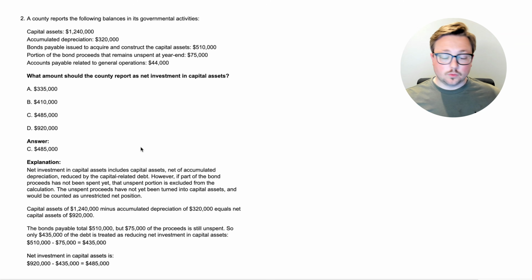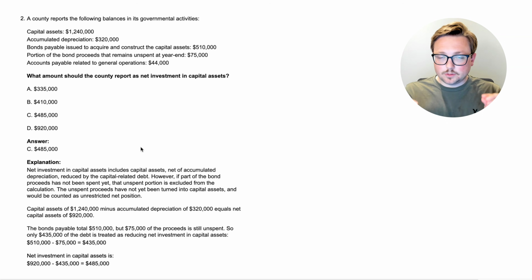The bonds payable was $510,000, but remember, $75,000 of the proceeds from those bonds payable are still unspent, so they haven't been used to get capital assets. So only $435,000 of the debt is treated as reducing net investment in capital assets. So we take $510,000 less $75,000, giving us $435,000. So that takes us from $920,000, which is just the net capital assets, and then we subtract the investment in the capital assets, and that gives us a total of net investment in capital assets of $485,000.